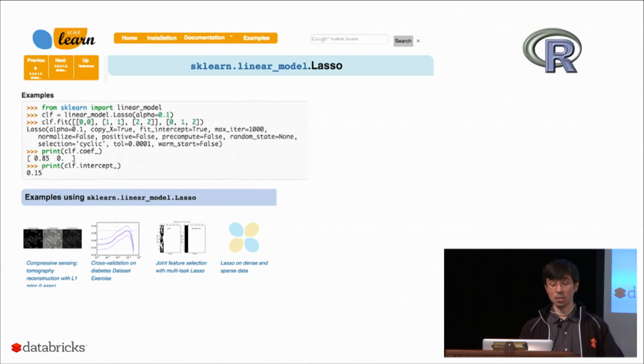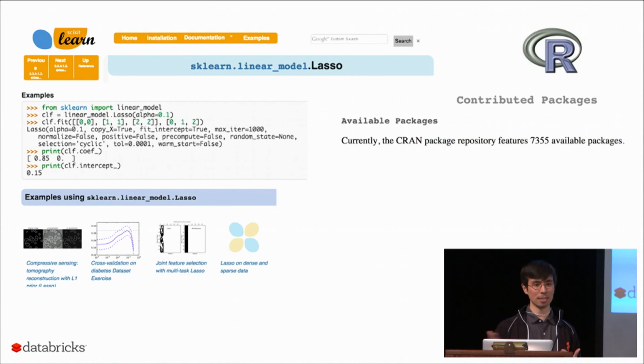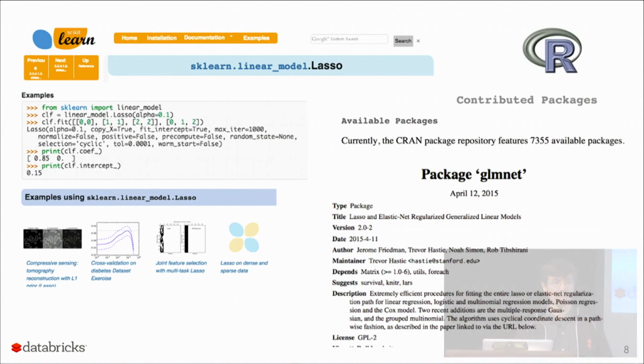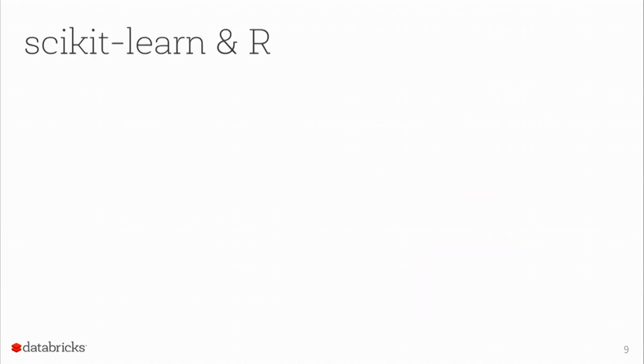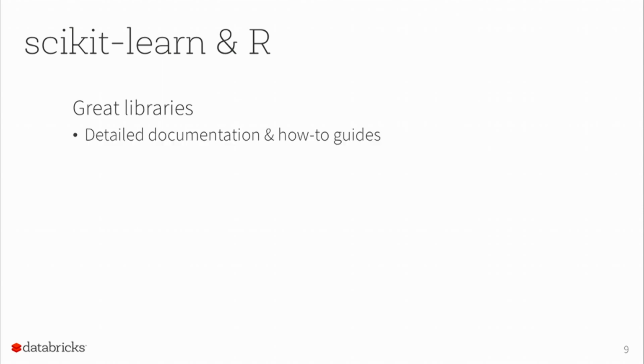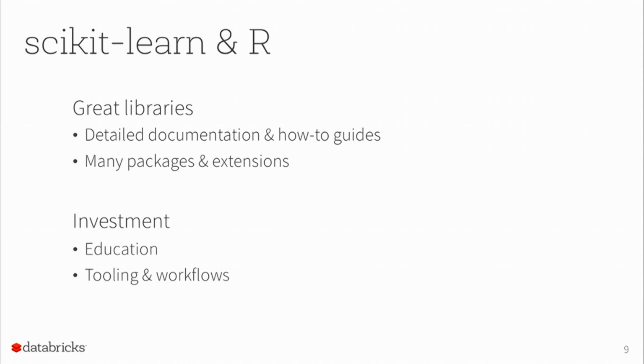The other one I'll list is R, and I think what maybe comes to mind immediately for most people is the immense number of packages, some 7,000. Things like GLMNet, which is one of the most useful generalized linear method packages out there. So given these toolkits, which are great libraries with documentation, guides, packages, extensions, there's been a lot of investment in these. That means both in education and training, and of course in tooling and workflows, both in academia and in industry.